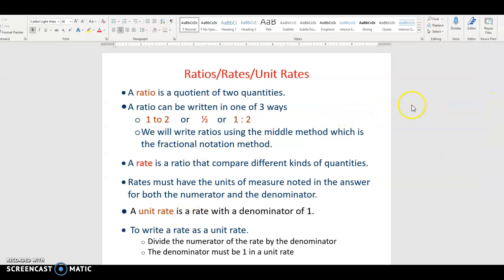In your handouts in Canvas, we have the ratios, rates, and unit rates all condensed down to one handout. So you can see a ratio is a quotient of 2 quantities. And this is another way that you can write a ratio. It's 1 to 2, or as a fraction like it's in your TEAS books, or the third example that was in your TEAS books. A rate is a ratio that compares different kinds of quantities, so it has 2 units of measure. And a unit rate is a rate with a denominator of 1. And you can see this is exactly the way it's explained in your TEAS textbook.